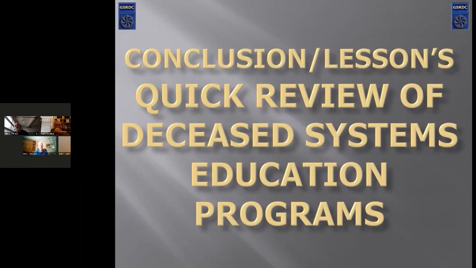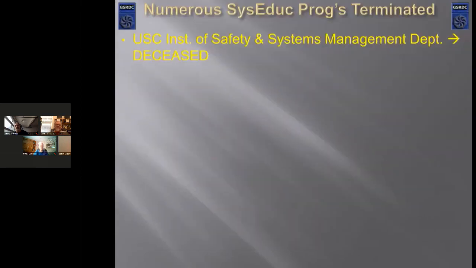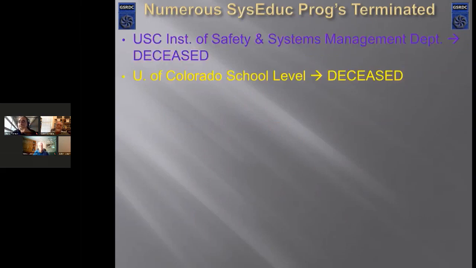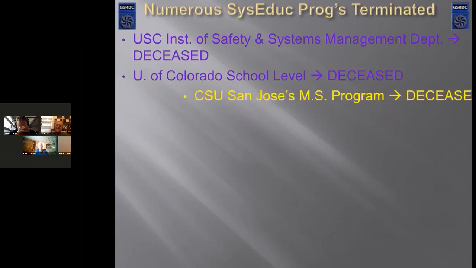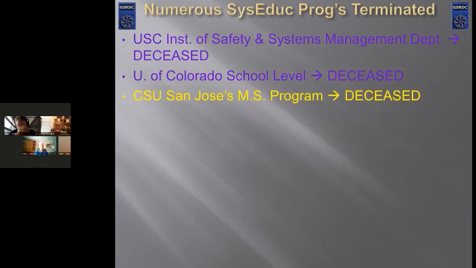So let's do a quick review of deceased systems education programs. It's kind of sad. The USC Institute for Safety and Systems Management Department is deceased, and they had millions and millions of dollars of funding, incoming students, and many graduates. The University of Colorado had a systems education program at the school level, which is kind of like the college level. It's deceased. San Jose had a master's program at California State University, San Jose.